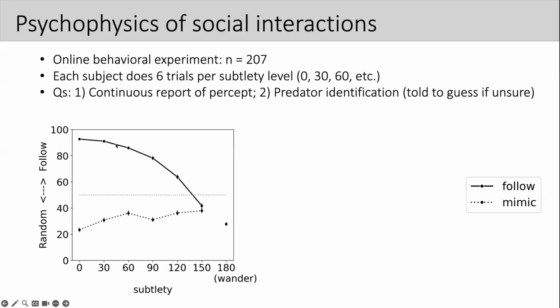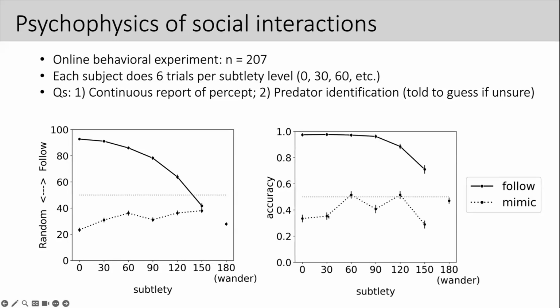So you can see at the group level, we really nicely replicate this curve that Gao reported. In the black line, we have the follow stimuli, where the chase is actually visible to the participants. And you can see that as we increase the subtlety level, people are less likely to call that a following interaction. In our control condition, that was not the case, as we hoped and expected. So that was nice to see.